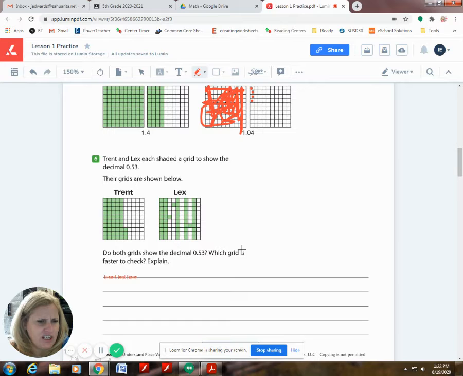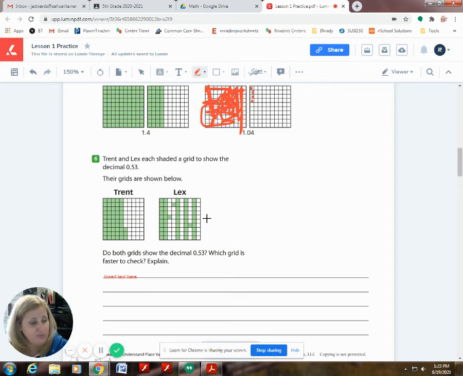Trent and Lex shaded a grid to show the decimal 53 hundredths. Their grids are shown below. Do both grids show the decimal 53 hundredths? Which grid is faster to check? So let's check Trent's first. 10, 20, 30, 40, 50, 51, 52, 53. Lex is different. We're going to count all the 10s and then go back and count the ones. 10, 20, 30, 40, 50, 51, 52, 53.